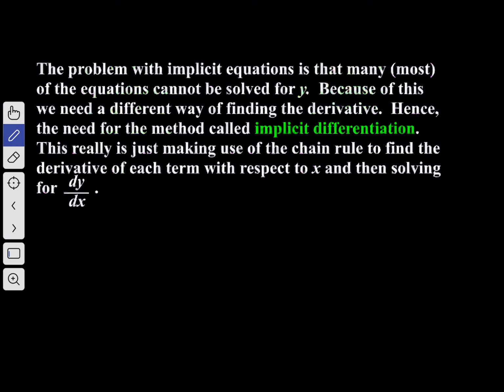Okay, so the problem with implicit equations is that most of them cannot be solved for y. And so we need another way to find the derivative, hence the method called implicit differentiation. It's really just making use of the chain rule to find the derivative of each term with respect to x. And then we need to solve for the derivative, dy dx. So as long as we take the derivative of every term on both sides of the equation, we're keeping the equation balanced.